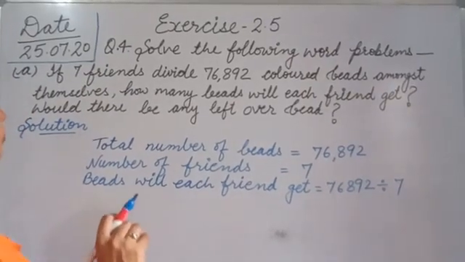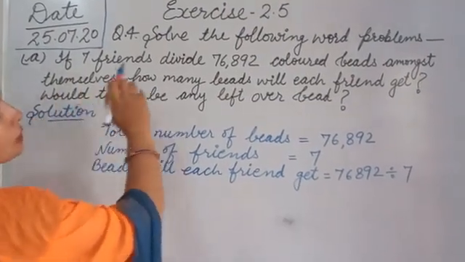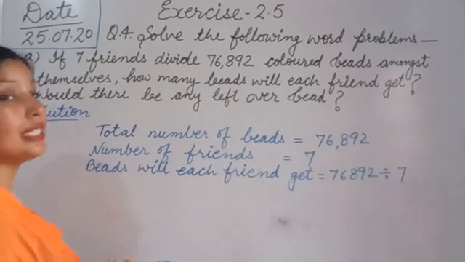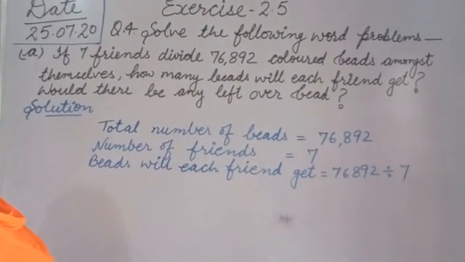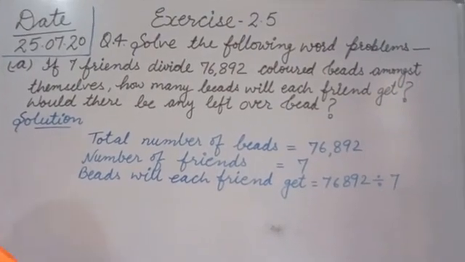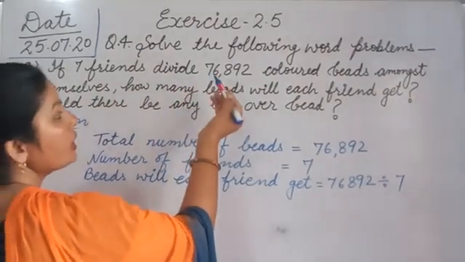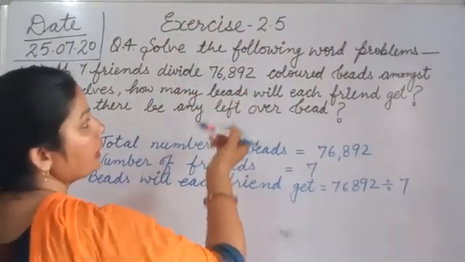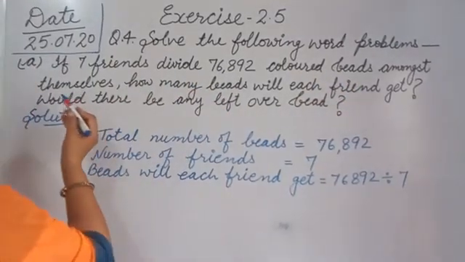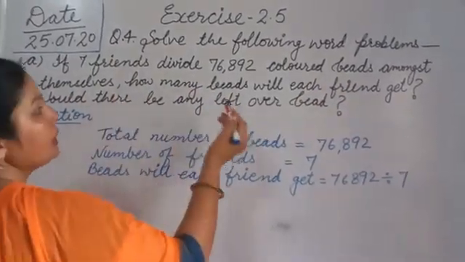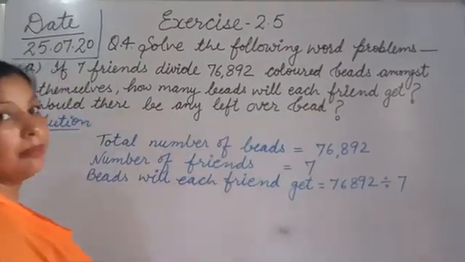Yes, now question number 4. We start question number 4. So question number 4 is what? Solve the following word problems. Here word problems are given. 3 word problems are there. So now A part, we start A part. If 7 friends divide 76,892 colored beads amongst themselves, how many beads will each friend get, and would there be any leftover beads?